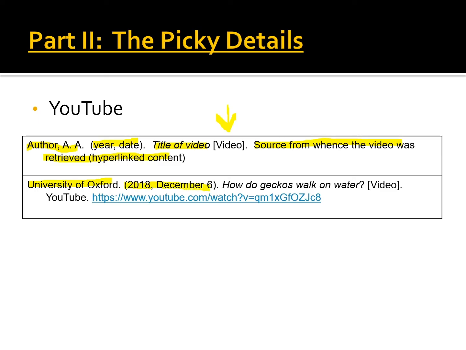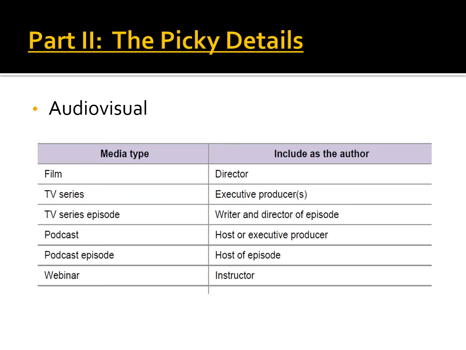So, for instance, in this example, the University of Oxford is considered the author, because there is no other author. From 2018, December 6th, the University of Oxford posted a video called How Do Geckos Walk on Water? Okay. And then I put that it is a video, and then I indicated that it is retrieved from YouTube, and then I provide the hyperlinked content right to that YouTube video.